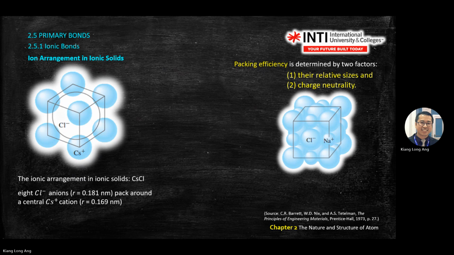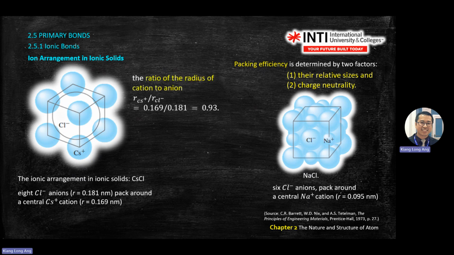NaCl. Cl. The NaCl is also the same. They have 6 plus the center. It's based on how they pack. Of course, in the exam, we won't ask you to draw something like this. Right. So what is important is the packing efficiency.